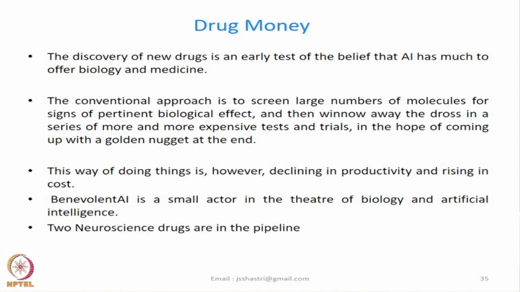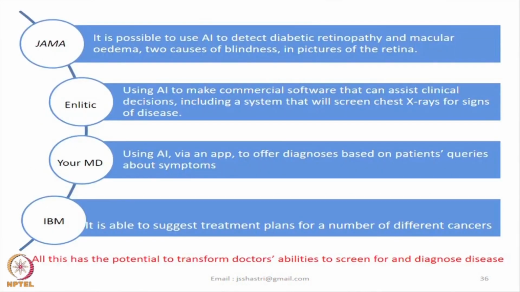Well, I have also read about drug discovery. New molecules are discovered through artificial intelligence, and this is one actor in that theater of biology and artificial intelligence, with 2 neuroscience drugs in the pipeline. The molecules have been discovered by artificial intelligence. There was an article in JAMA where you can detect diabetic retinopathy and macular edema, 2 causes of blindness, through artificial intelligence.